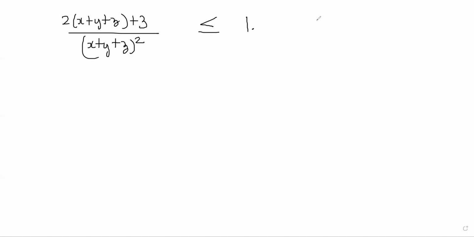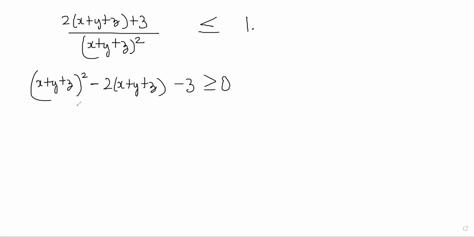Now, this is easy to check. How? We'll bring it on this side. We'll make it a quadratic. So x plus y plus z whole square minus 2 times x plus y plus z minus 3 is greater than or equal to 0. We have to confirm whether this is true or not. If this is true, then this is true. And if this is true, our inequality is proved from the previous screen, right? So to confirm this, we can simply factorize it.